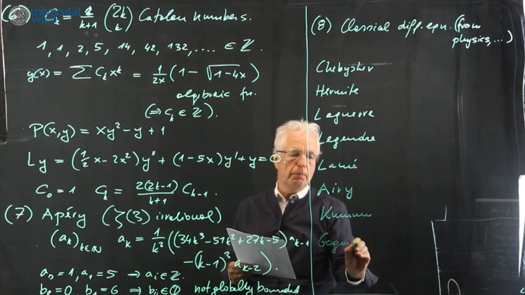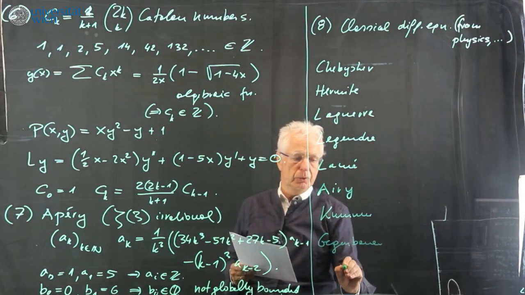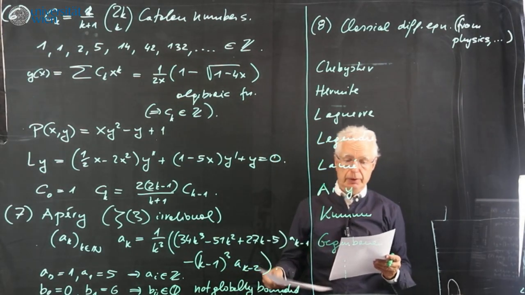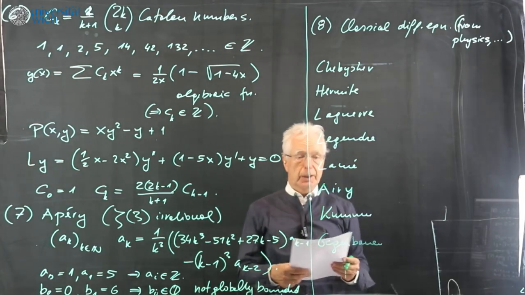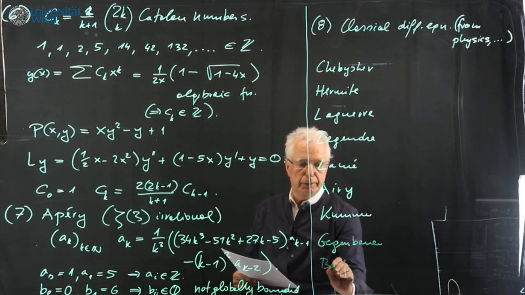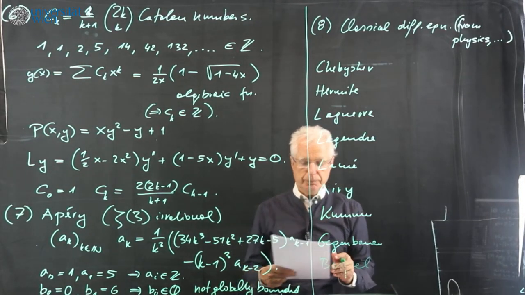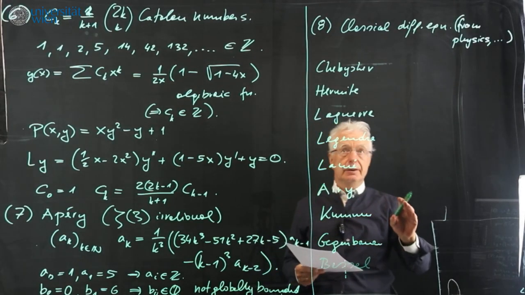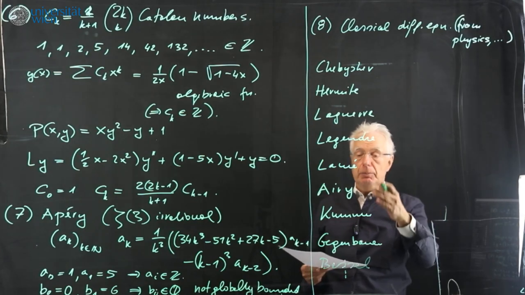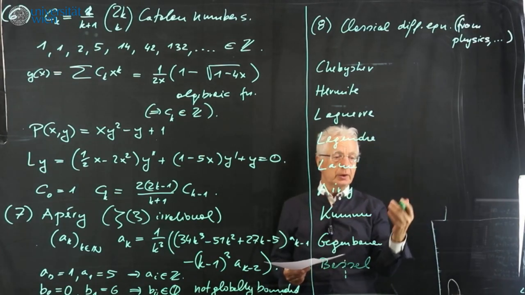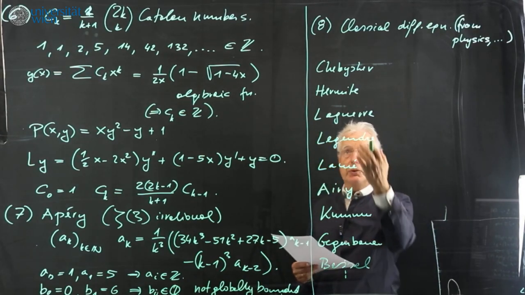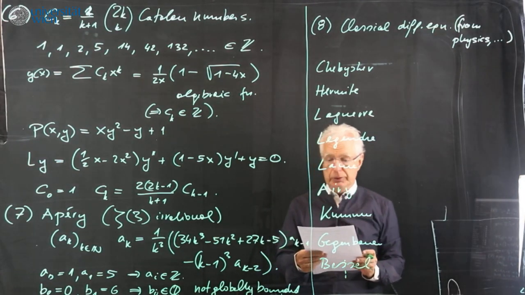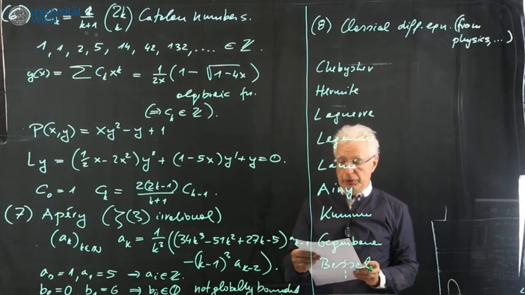Gegenbauer, and so on. Many of them are related to each other. So maybe I should have added here Bessel. I forgot Bessel. They all have a proper name because they are related to orthogonal polynomials, and orthogonal polynomials carry the names. So I'm not giving you all the equations, but maybe the simple ones.